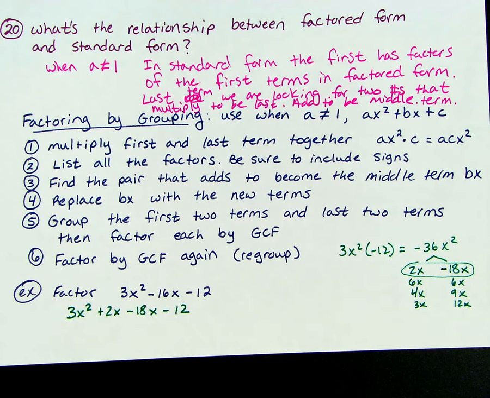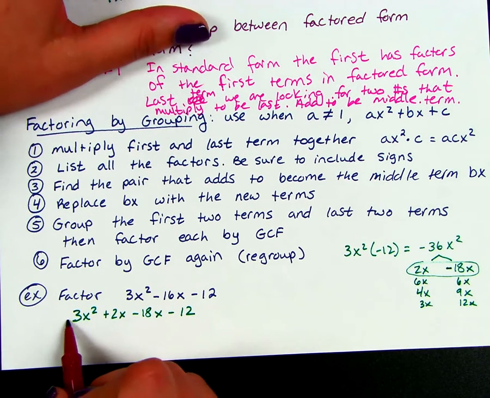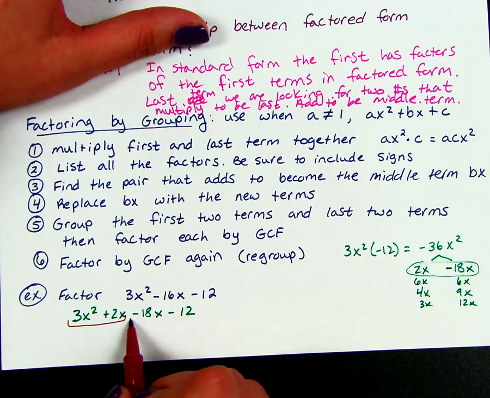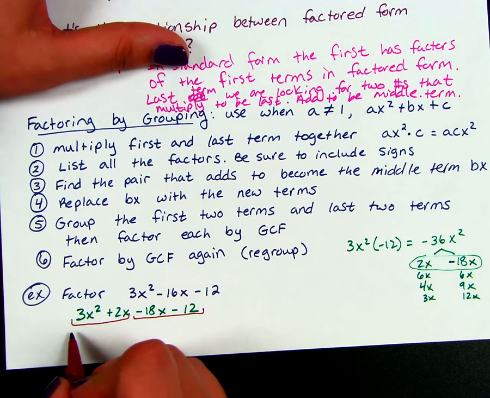And then now we're going to group the first two and the last two terms together. Okay, so I'm looking at, again, the first set and the second set together. So from the first two terms, we want to decide what the greatest common factor is. So from both of these, I can factor out an x.